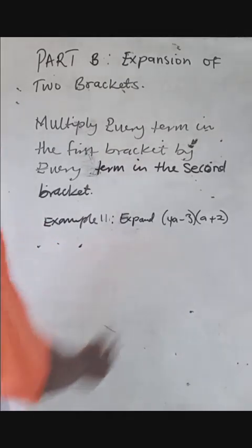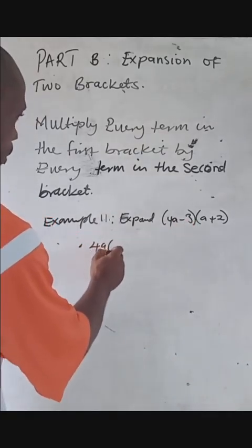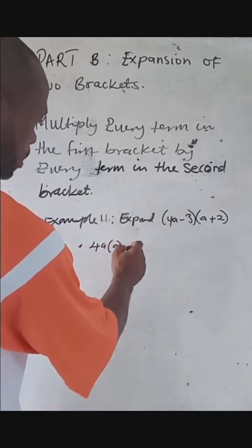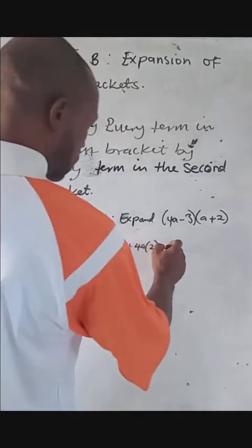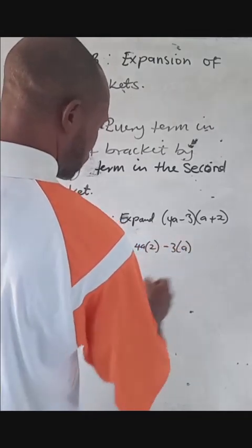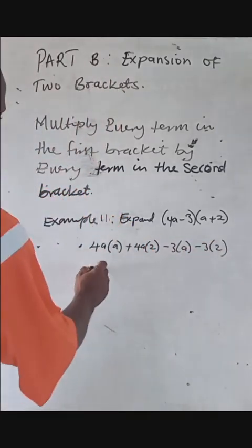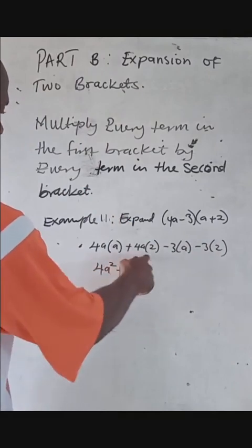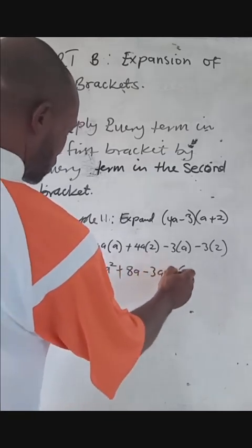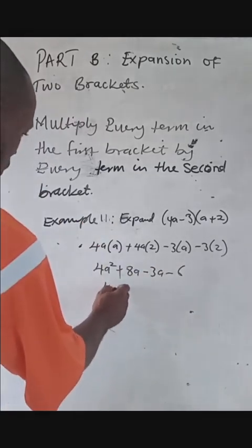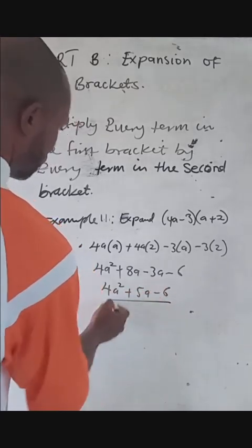Example 11, expand 4a(a + 2) - 3(a + 2). So this is the same as 4a multiplied by a, plus 4a multiplied by 2, minus 3 multiplied by a, minus 3 multiplied by 2. So this is 4a squared, 8a minus 3a minus 6. And this is the same thing as 4a squared plus 5a minus 6.